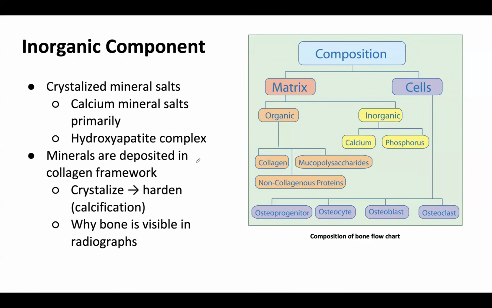The inorganic component is composed of various crystallized mineral salts, which are primarily, but not exclusively, calcium mineral salts, such as calcium phosphate and calcium hydroxide. And these will combine to form hydroxyapatite complex, which is often what you hear as what really composes the inorganic portion. Now, these minerals will be deposited in that extracellular matrix as soon as that collagen framework is set up. These will crystallize, they will harden, and this is what is causing the hardness and the rigidity in bone.